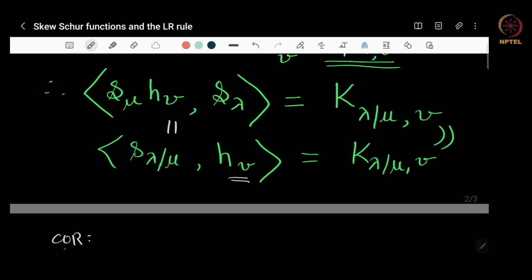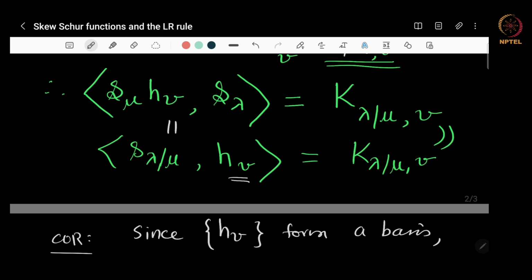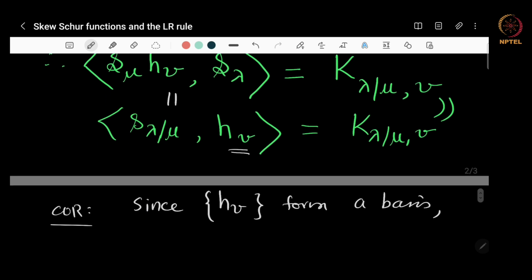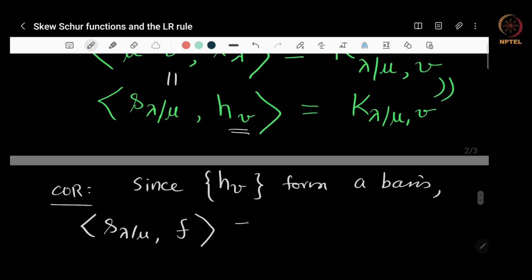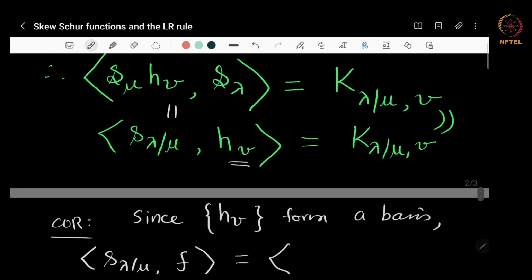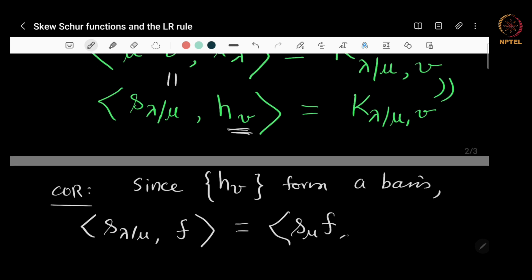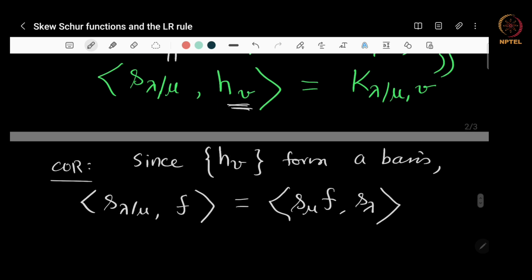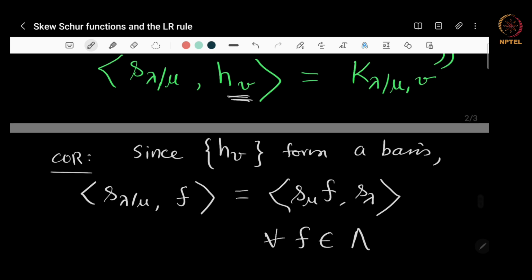Corollary: since the H nu form a basis, any symmetric function can be expanded in terms of the H nu, right? And this inner product is linear, so I conclude the following: I take S lambda minus mu with any symmetric function f, not just the H nu. Then the answer is, so observe the H nu appears here, right? So this is just S mu f, comma S lambda, and this property is now true for all symmetric functions. Okay, just by linearity.